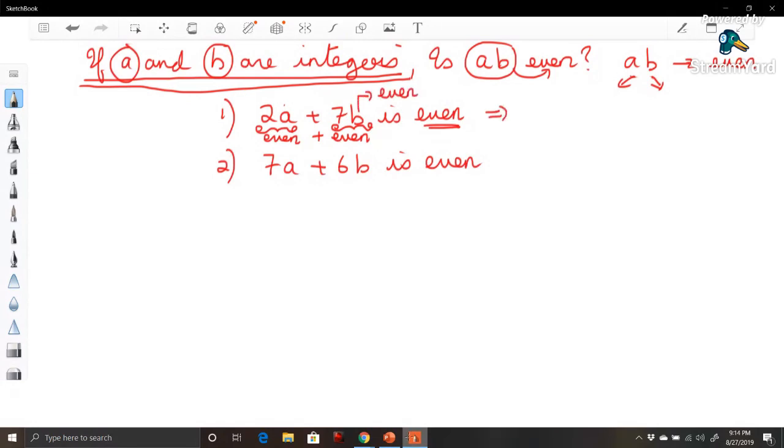So what is the information that the first statement is giving me? b is an even number. And think about it: if b is even and a is an integer, the product ab will always be even. So the first statement suffices. The second statement gives me 6b. So 6b by default is always even, provided b is an integer. If 6b is even and I need an even value here, 7a has to be even. And for 7a to be even, a has to be even.